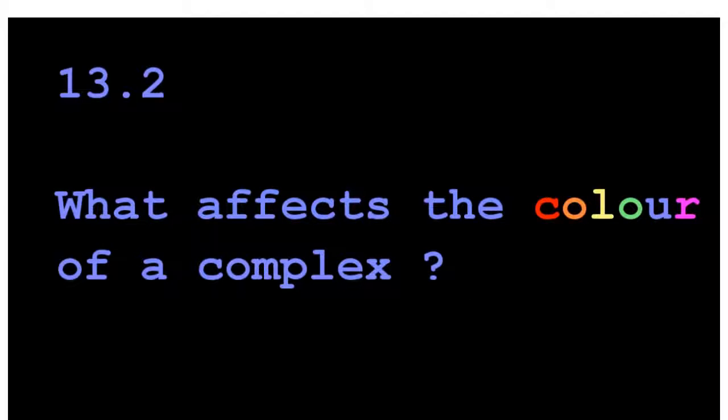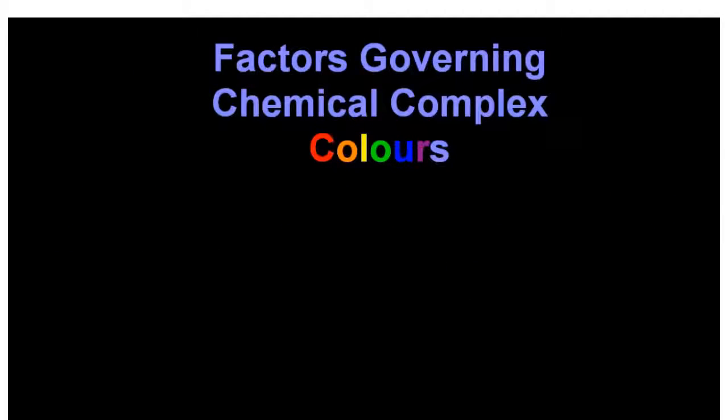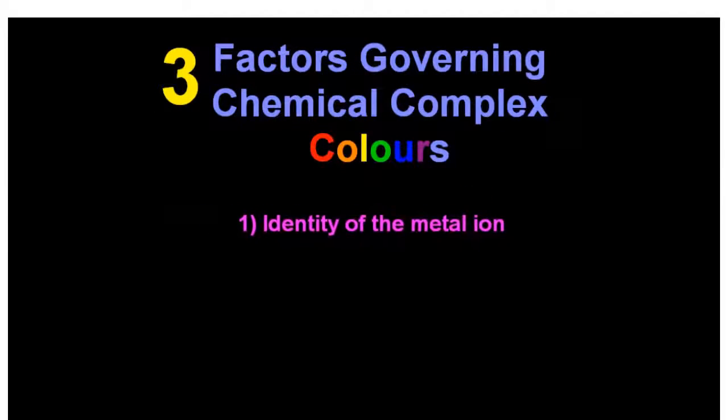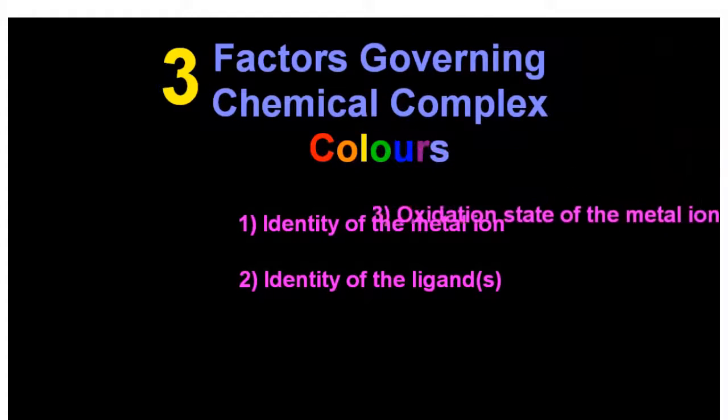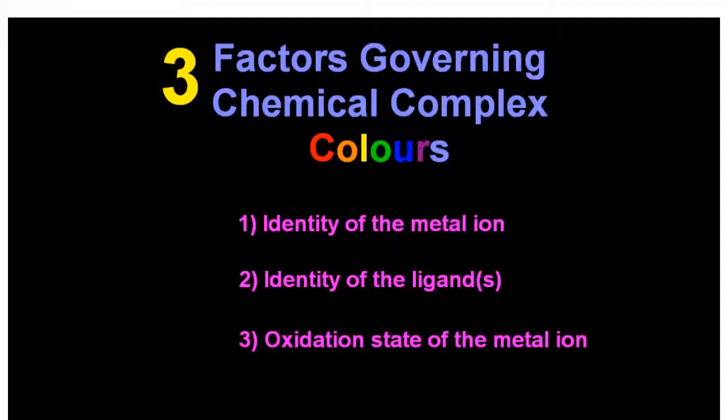13.2. What affects the colour of a complex? Well, there are 4 reasons, but the IB needs you to know 3 reasons. The first reason is the identity of the metal ion. Is it chromium? Is it copper? Etc. 2. The identity of the ligands. Is it water, ammonia, cyanide? And 3. Oxidation state of the metal ion.